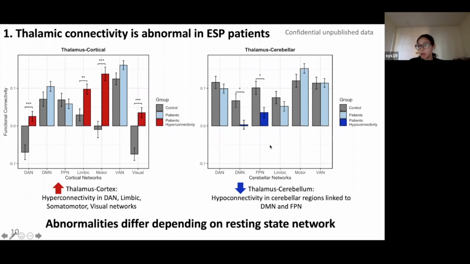We also observe hypoconnectivity with the cerebellum. And because we use a cerebellum parcellation, we find that this is specific to cerebellar regions linked to the default mode network and the frontal parietal network. Thus, we observe that thalamic connectivity abnormalities differ depending on which resting state network we're looking at and are not actually uniform across the brain.